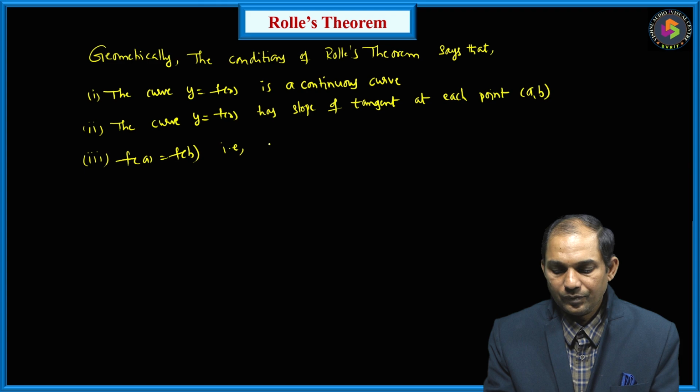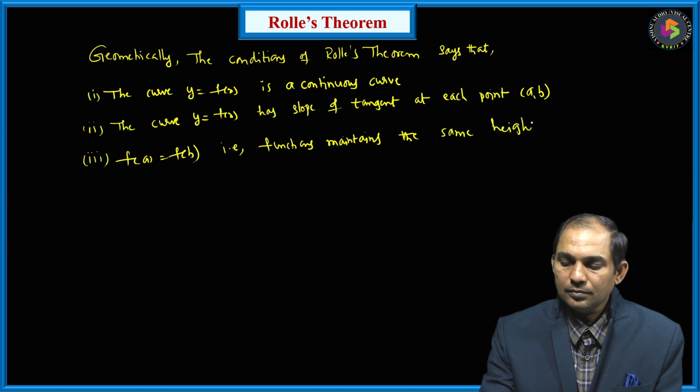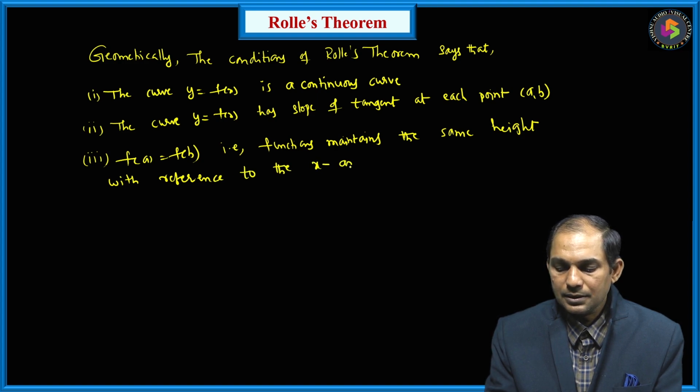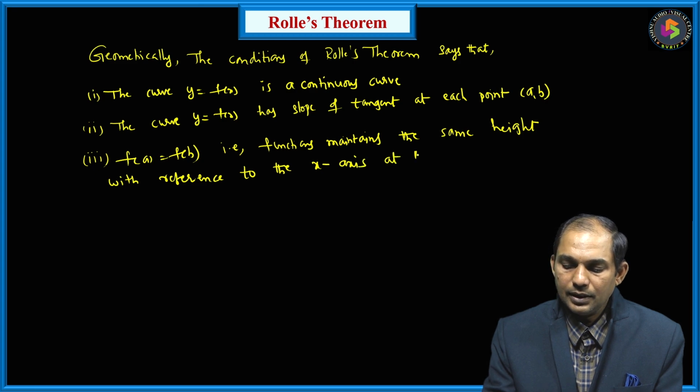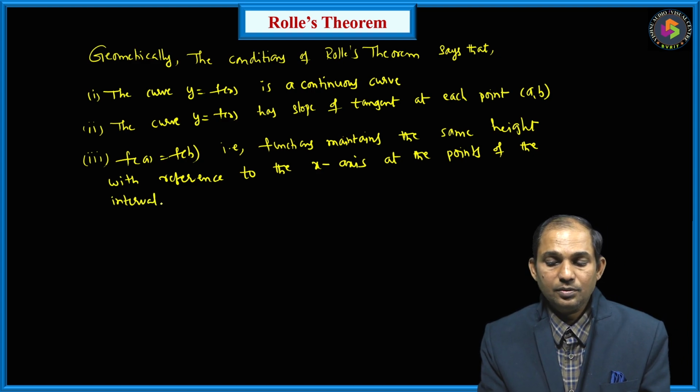Geometrically, it means the function maintains the same height with reference to the x-axis at the end points of the interval. So this is the geometrical meaning of Rolle's theorem.